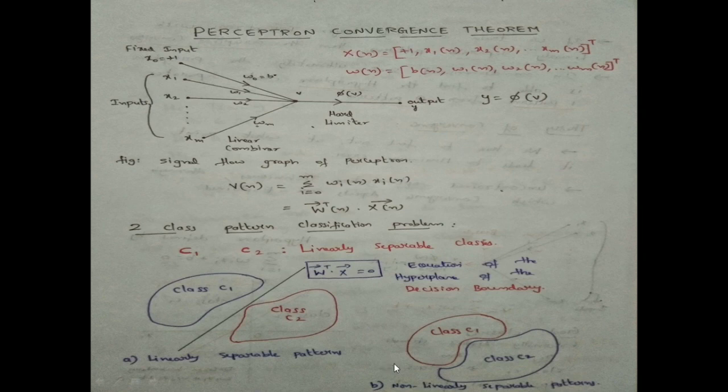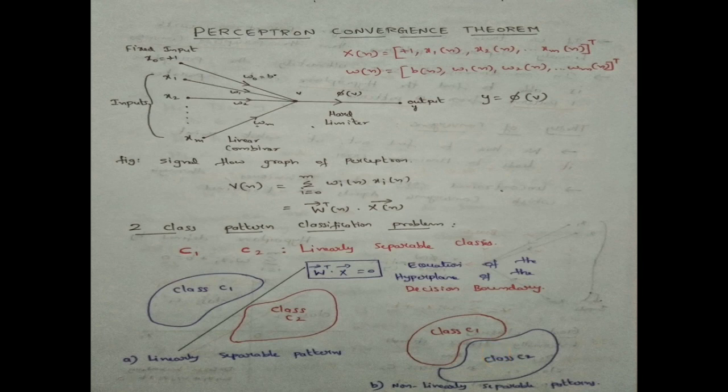But if you consider another case, where this is class C1 and this is class C2, the patterns in this class and the patterns in this class are not linearly separable. That is, these are non-linearly separable patterns. We cannot always say that we will have linearly separable patterns. Here we cannot draw a straight line between these two classes. So this is an example of non-linearly separable patterns.